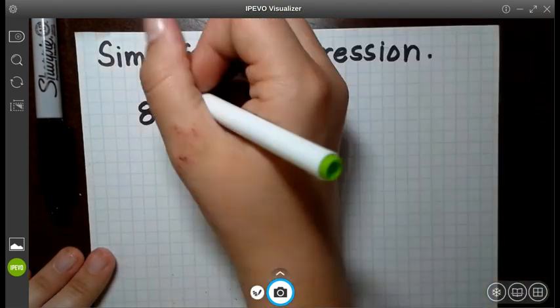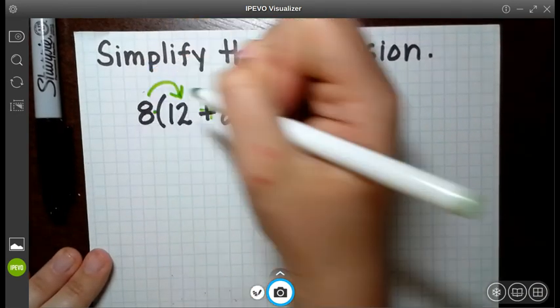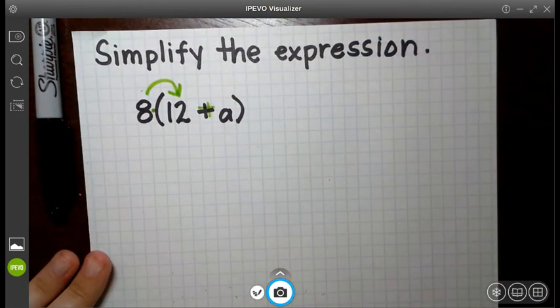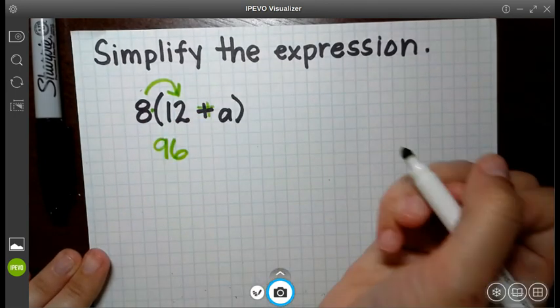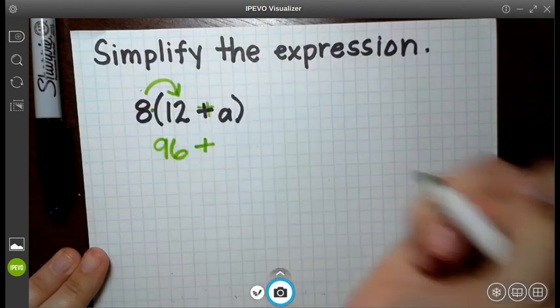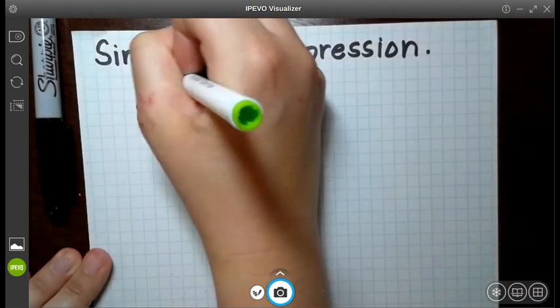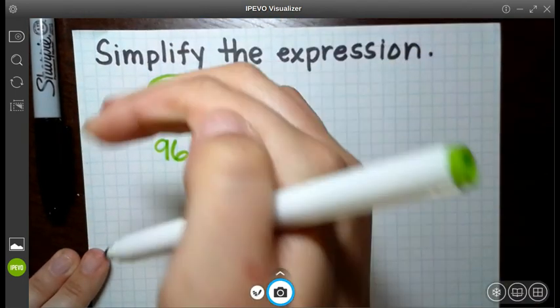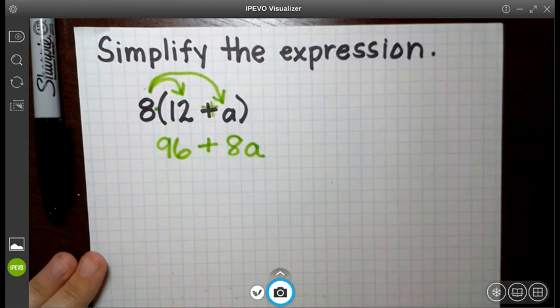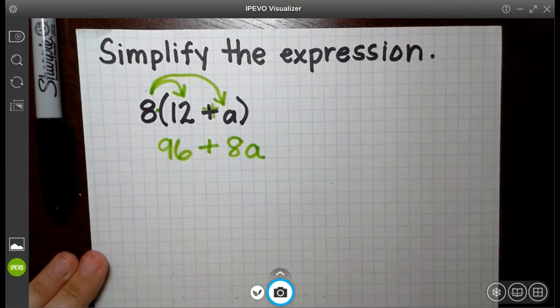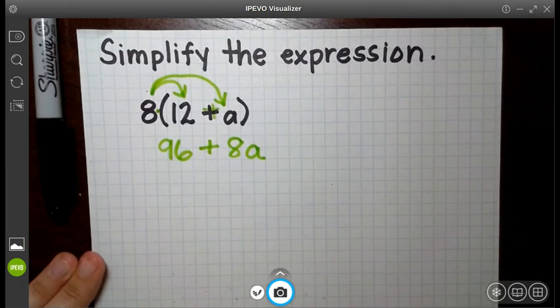So to simplify, I draw my arrows so that I don't forget. 8 times 12 is 96 plus 8 times a. Again, I draw my arrow as I do it. And that's my answer. 8 times 12 plus a is the same as 96 plus 8a.